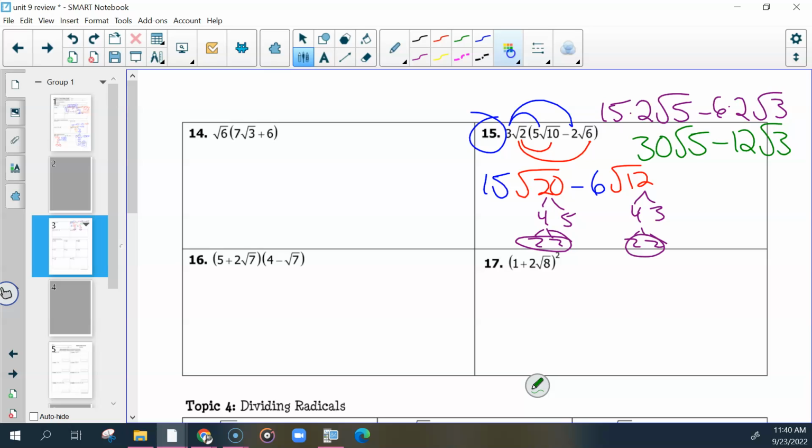Any others in that section? Cameron. This one? Okay. Okay, same thing.